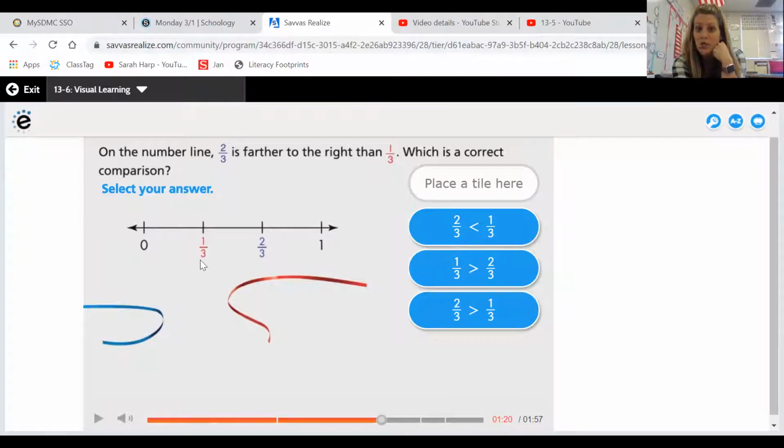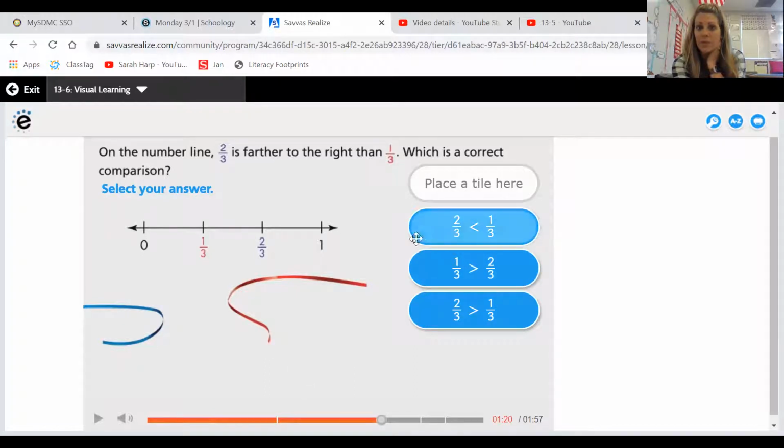Plus, we know our trick. The denominators are the same. We look at the numerators. We love when the denominators are the same. We don't get tricked. We just know the larger numerator is the larger fraction, right? So now I want you to stop and think about which one of these sentences makes sense, okay?